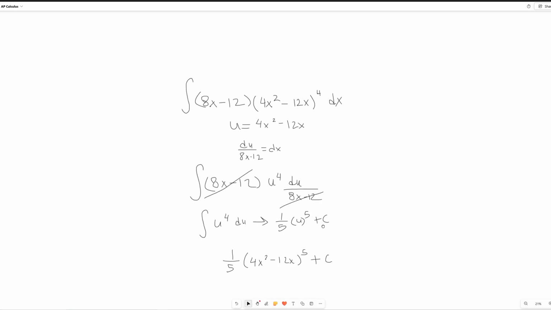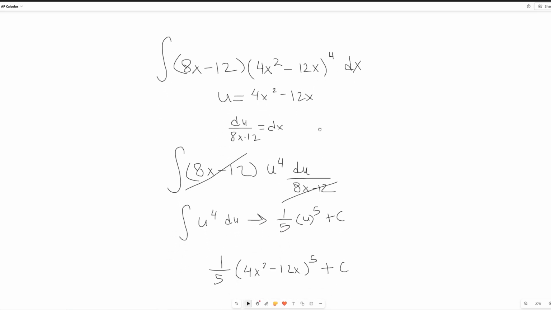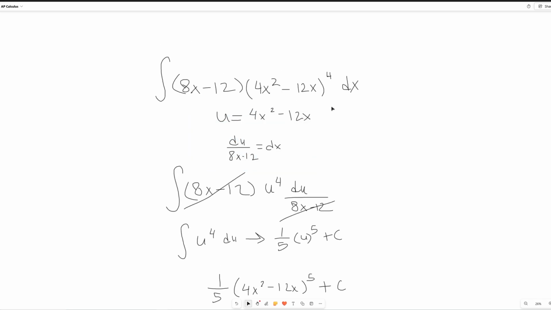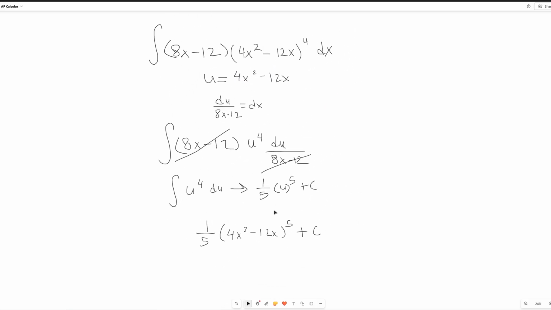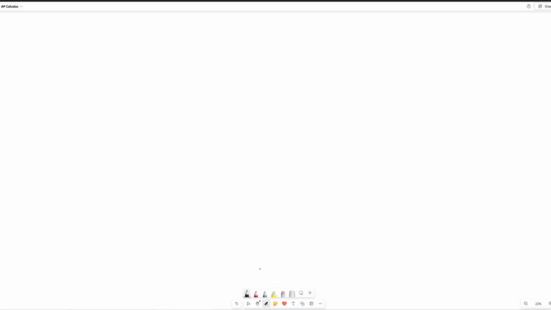Okay, so such a daunting problem right here, where you'd have to do so many minutes of multiplication, can be simplified into just 3 steps. You find your u value, you put du over the derivative of your u, and then you can from there simplify. We're going to do some more practice because, like I said, this shows up on the test at least once, very often multiple times, on both AB and BC. So, I got some more problems here.